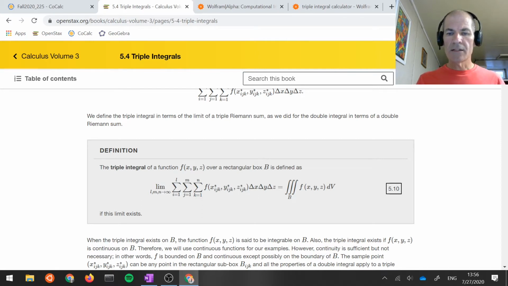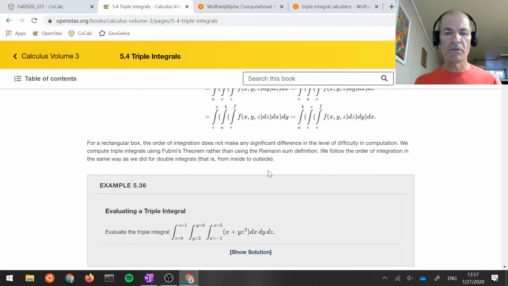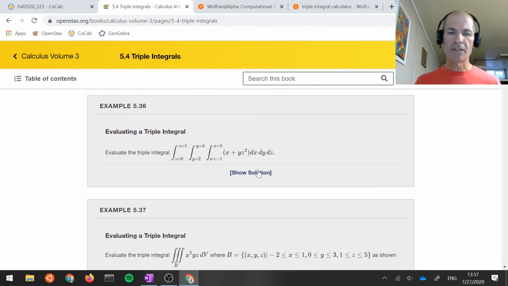Taking this limit, we get the triple integral over a rectangular box. Rectangular boxes have that nice feature that the upper and lower limits in all three variables are constants. These are the easiest kinds of triple integrals to evaluate. And you evaluate them in exactly the way that you would have evaluated a double integral in that situation.